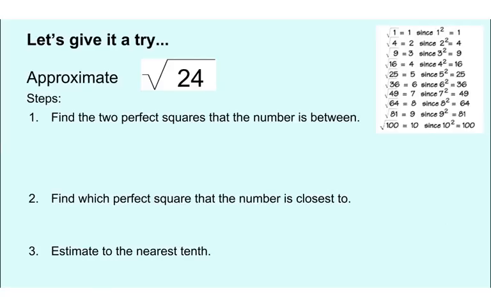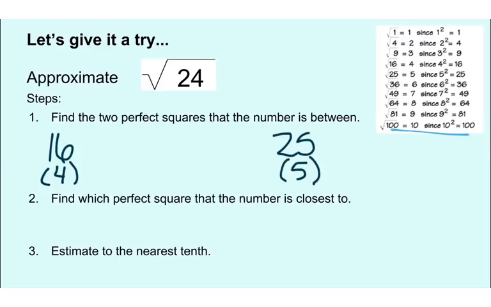Okay, we're going to approximate the square root of 24. The first thing we do is find the 2 perfect squares that the number is in between. When I look at my chart here, I find that the number is in between 16 and 25. And remember, the square root of 16 is 4, and the square root of 25 is 5. So I know, really quickly, that the approximate square root of 24 is somewhere between 4 and 5.